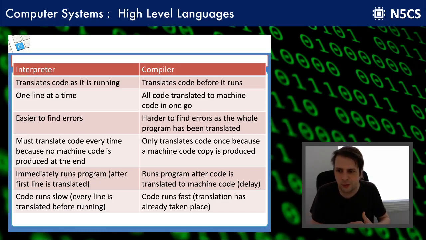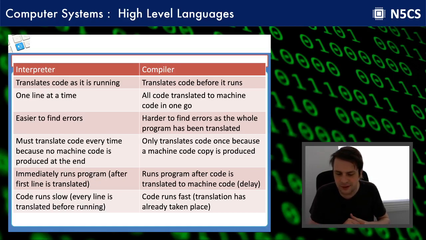So these are the two approaches to translating a program from high-level language into machine code. The first one's called interpreter, the second one's called compiler. Starting with interpreter, this happens live, like a live interpreter at the United Nations. A line at a time is fed to the interpreter, it translates the line, and it runs the code and does whatever it needs to do on screen.